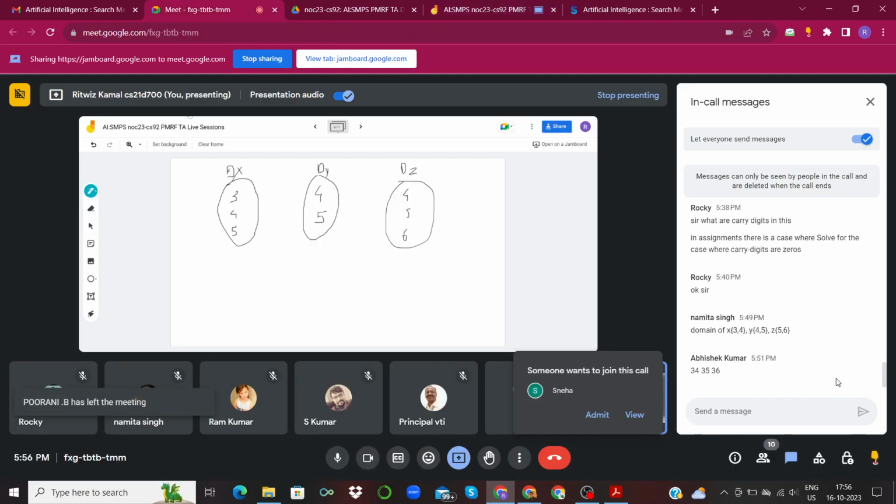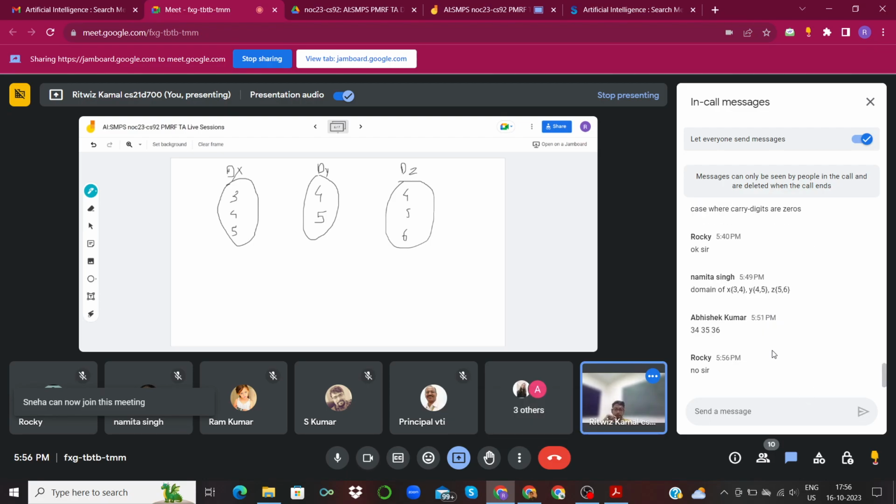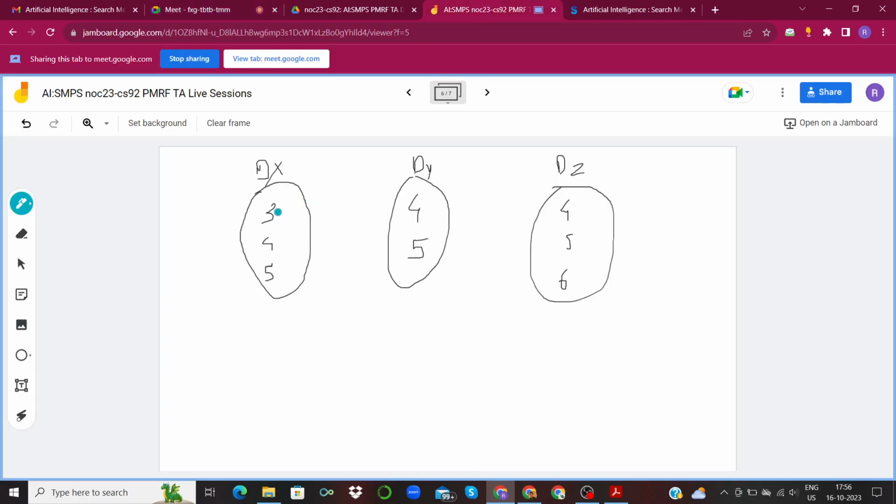Okay, so I hope it's clear as of now. Any doubts till now in the process? Okay, that's great. So let's draw the edges for this mapping diagram again. So 3 will be connected to 4 and 5, 4 will be connected to 5, and 5 will not be connected to anything. And similarly, this 4 will be connected to 5 and 6, 5 will be connected to 6.